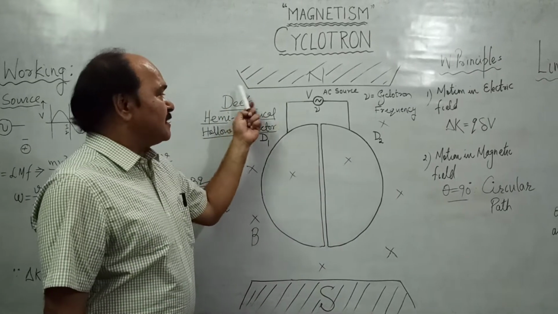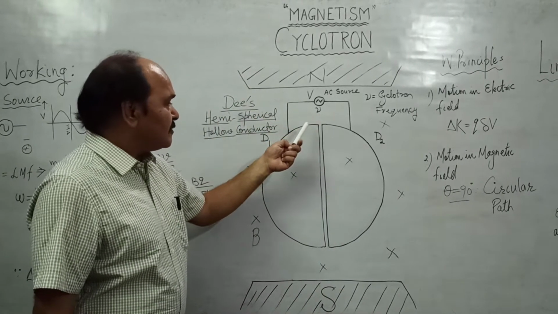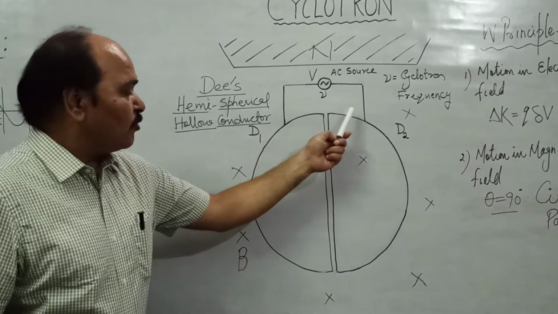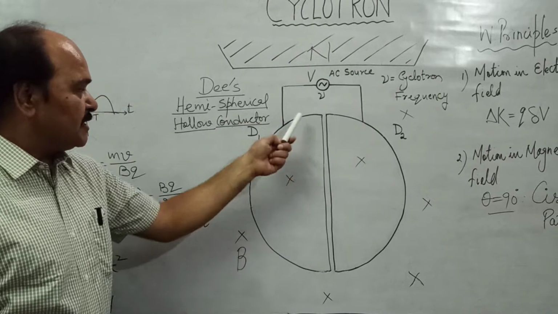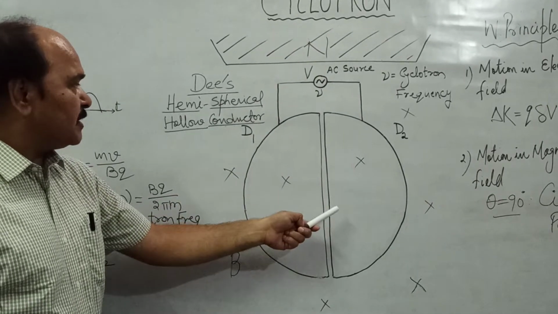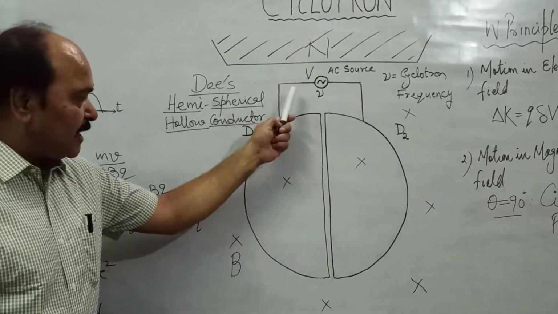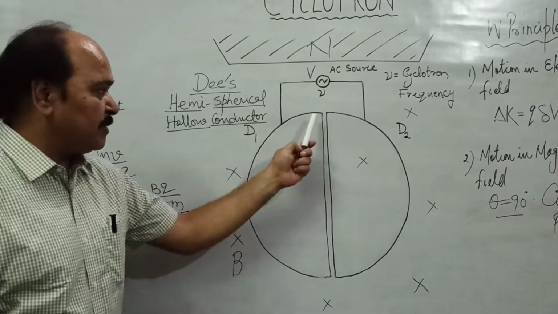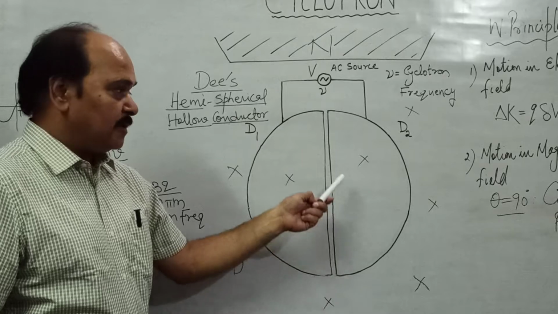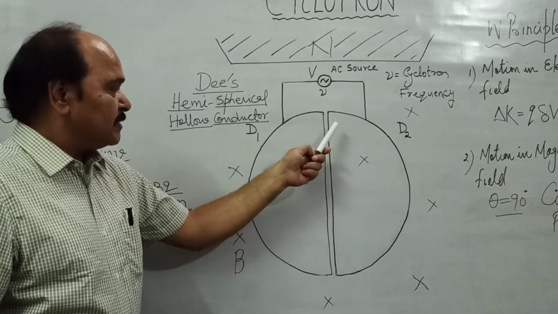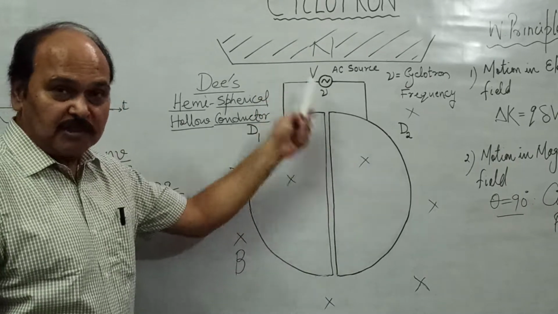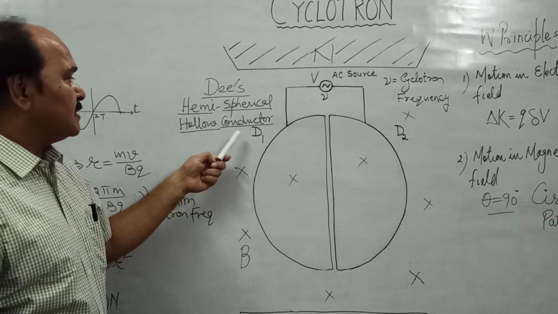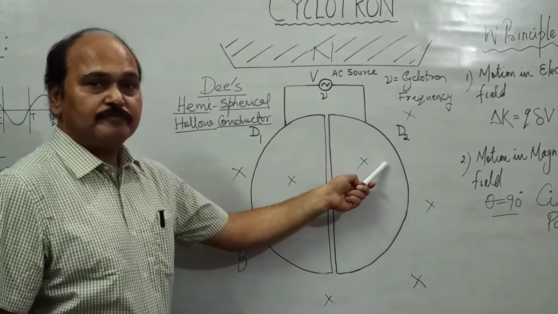Well, a cyclotron consists of two hemispherical hollow conductors. These hemispherical hollow conductors in the diagram look like the letter D. This is hemisphere 1, this is hemisphere 2. In this 2D space, over this plane, these hemispheres look like two D's. This is D1 and this is D2.